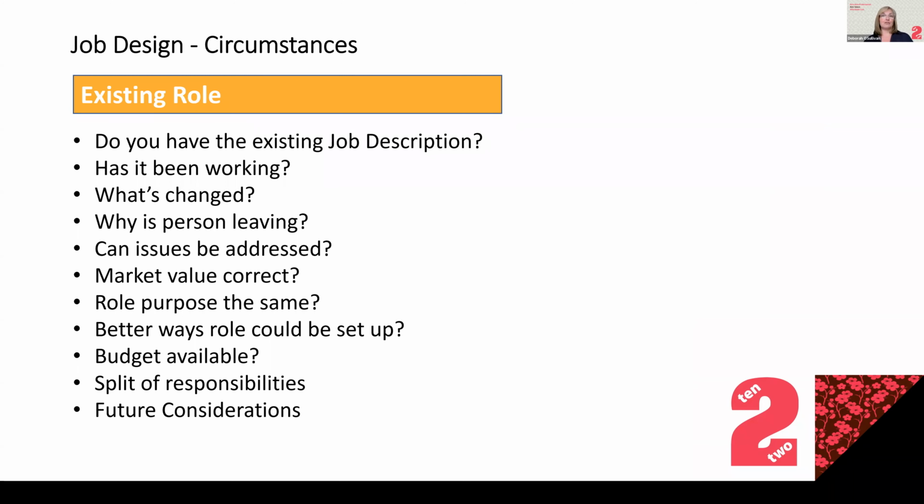The questions to ask yourself are, has it been working? Has the job actually been doing what you think it was meant to do? Has anything changed? Has the business grown? Has the business shrunk? Has the team changed in terms of what skills are now available in the team? And how does that affect this particular job?